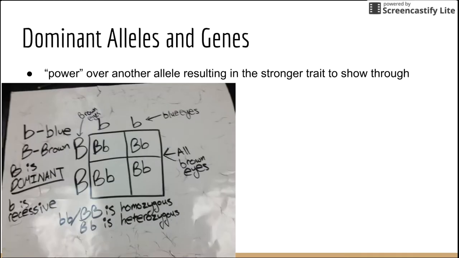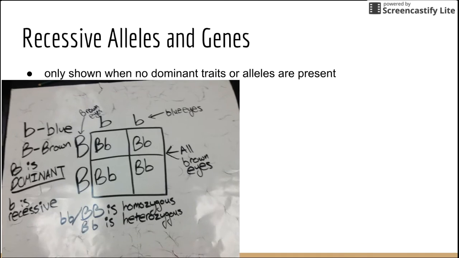Anyway, alleles can be dominant or recessive, and could be codominant to another allele or incomplete to another. Dominant alleles have power over another allele, resulting in a stronger trait to show through. Recessive alleles are only shown when no dominant traits or alleles are present. For example, brown eyes can be dominant over blue eyes, as shown in the picture.